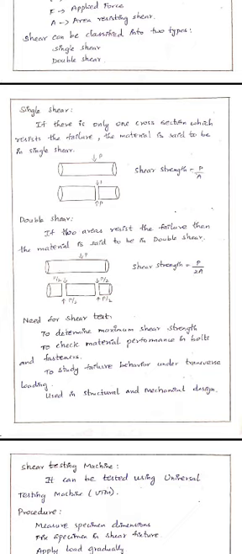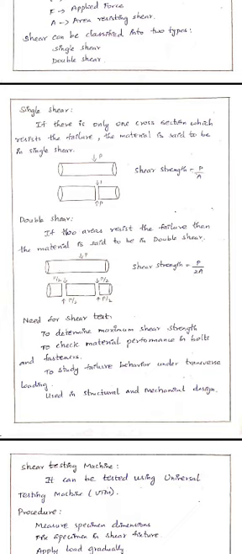And double shear: if two areas resist the failure, then the material is said to be in double shear. Here the component breaks into three parts where the two cross-sectional areas tend to fail. This expresses the shear strength at two different cross-sectional areas. So shear strength can be denoted by P by 2A.